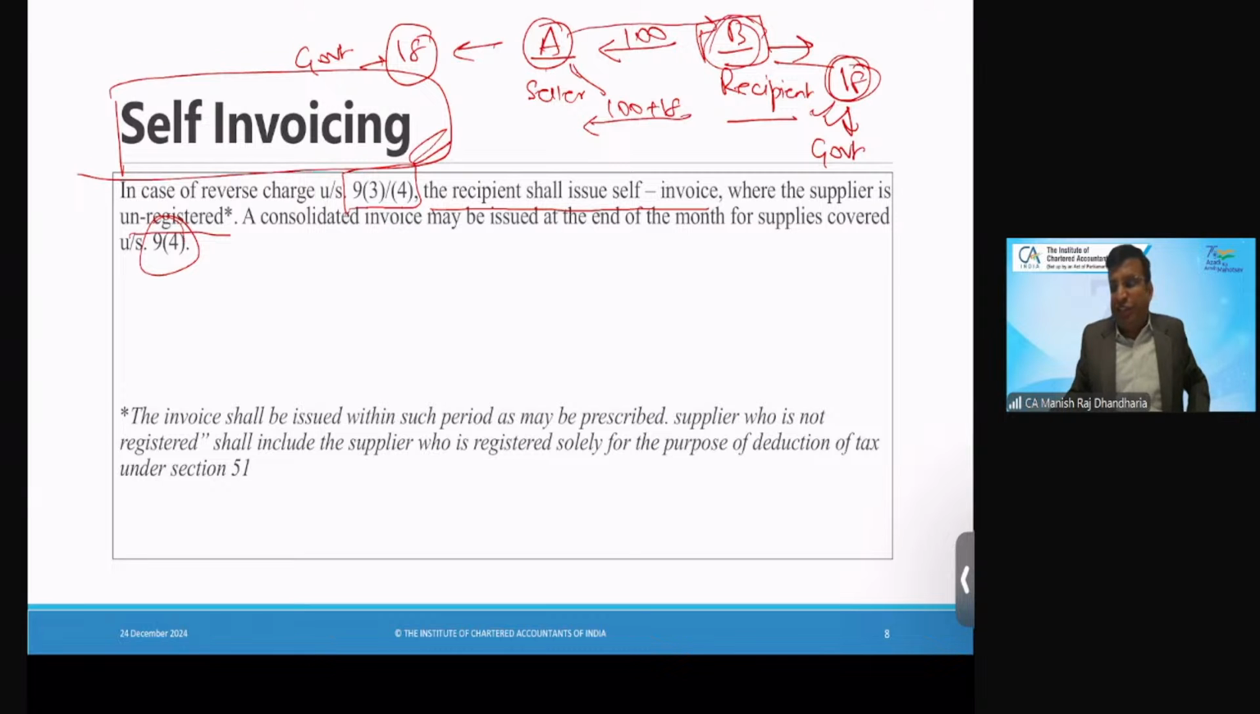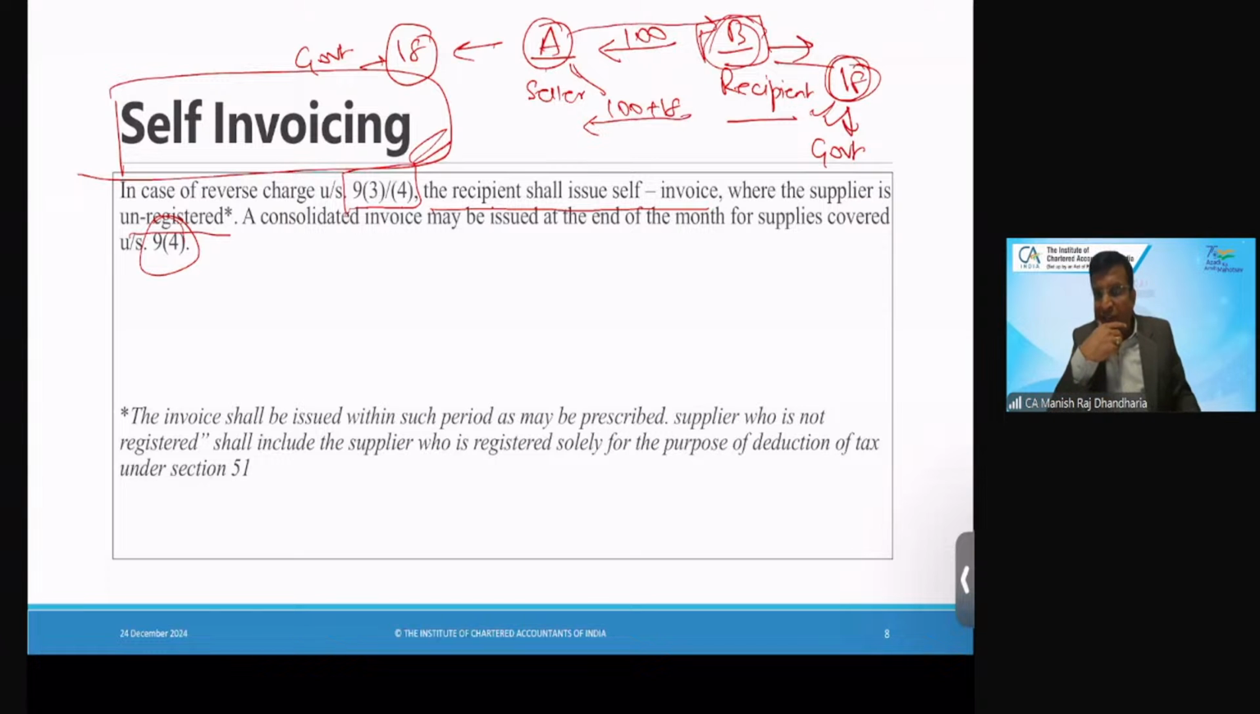If the supply under 9.4 is from an unregistered person, then what will you do? At the end of the month, you must have received many supplies, so at the end of the month I will make only one self-invoice, and that will serve the purpose. Is it okay? So this is the concept of self-invoice. This situation will arise only in case of reverse charge mechanism services. Only there will this concept apply. I hope this is clear.